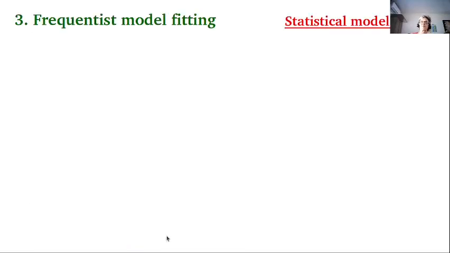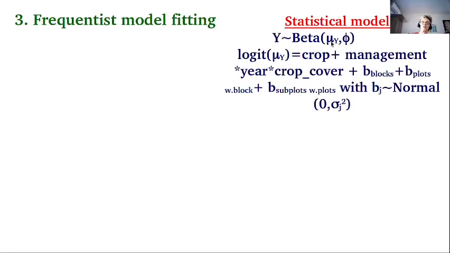So the Frequentist model fitting, the statistical model: the response variable has a beta distribution. Being a proportion, the most natural probability distribution to model the variability of this response variable is a beta distribution whose parameters are the mean and a dispersion parameter that governs the relationship between the mean and the variance of this probability distribution. In terms of the link function, it is going to be logit, so the logit of the mean.